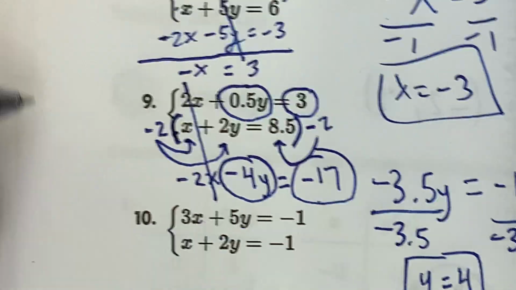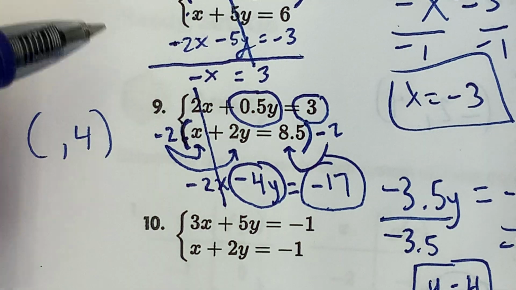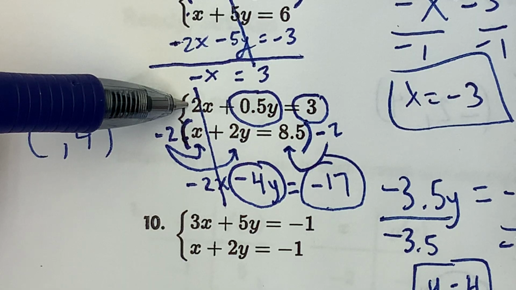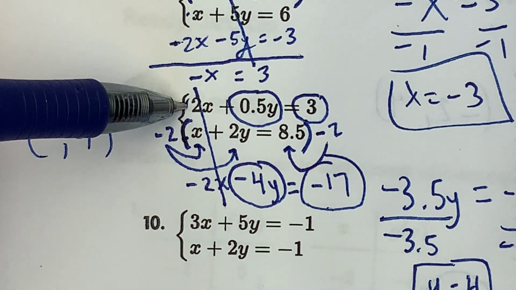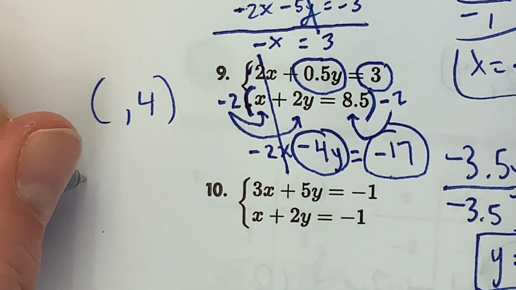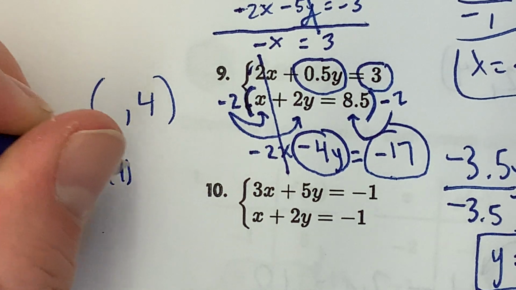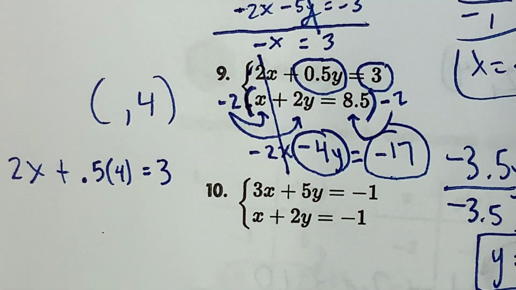That's only half my answer. I need the x, so I'm going to plug it into the top. Nobody really likes to mess with decimals, but this is a half, so I can deal with that. All right, here's that work for the x value. 2x plus 0.5 times 4, because that's what I solved for y, equals 3.